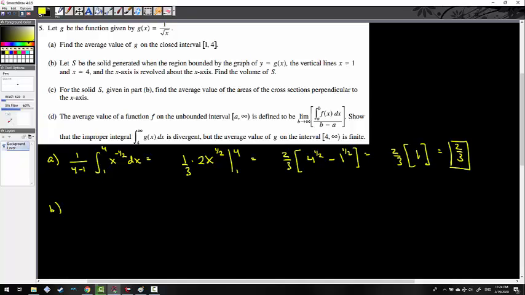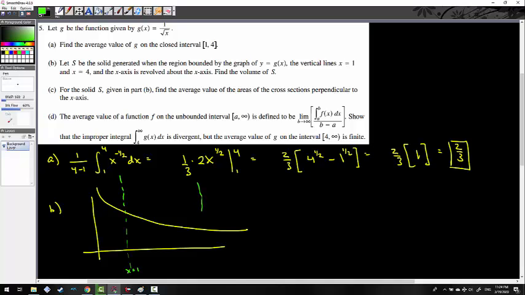B. I think we're still in Calc AB land. It says, let S be the solid generated when the region bounded by the graph of f of x and the vertical lines x equals 1 and 4, and the x-axis is revolved about the x-axis. Find the volume of S. If you know what this graph looks like, it helps you out a little bit, but if you don't, it's not a huge deal. Mind you, this is not a graphing calculator problem, but if you've graphed enough of these, you kind of see what it does. It's going to be chopped down by the vertical lines x equals 1 and x equals 4.